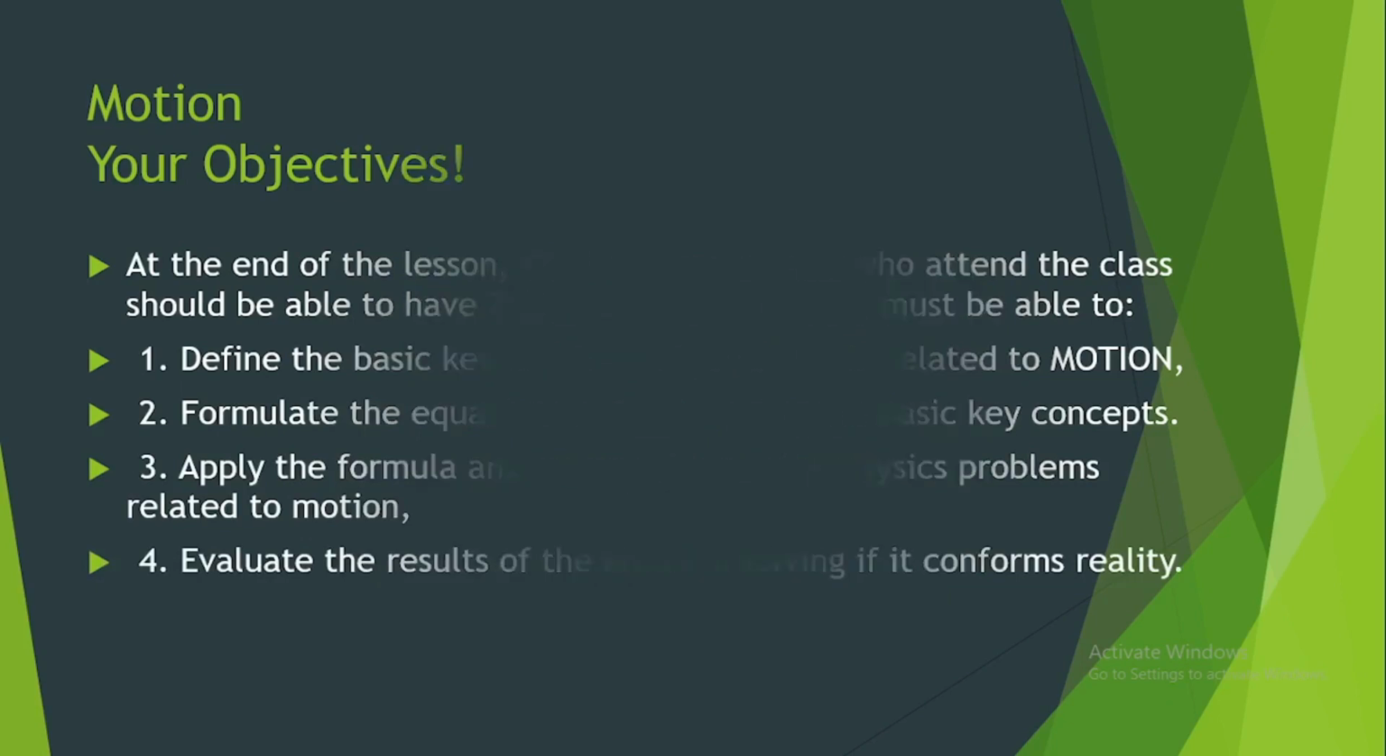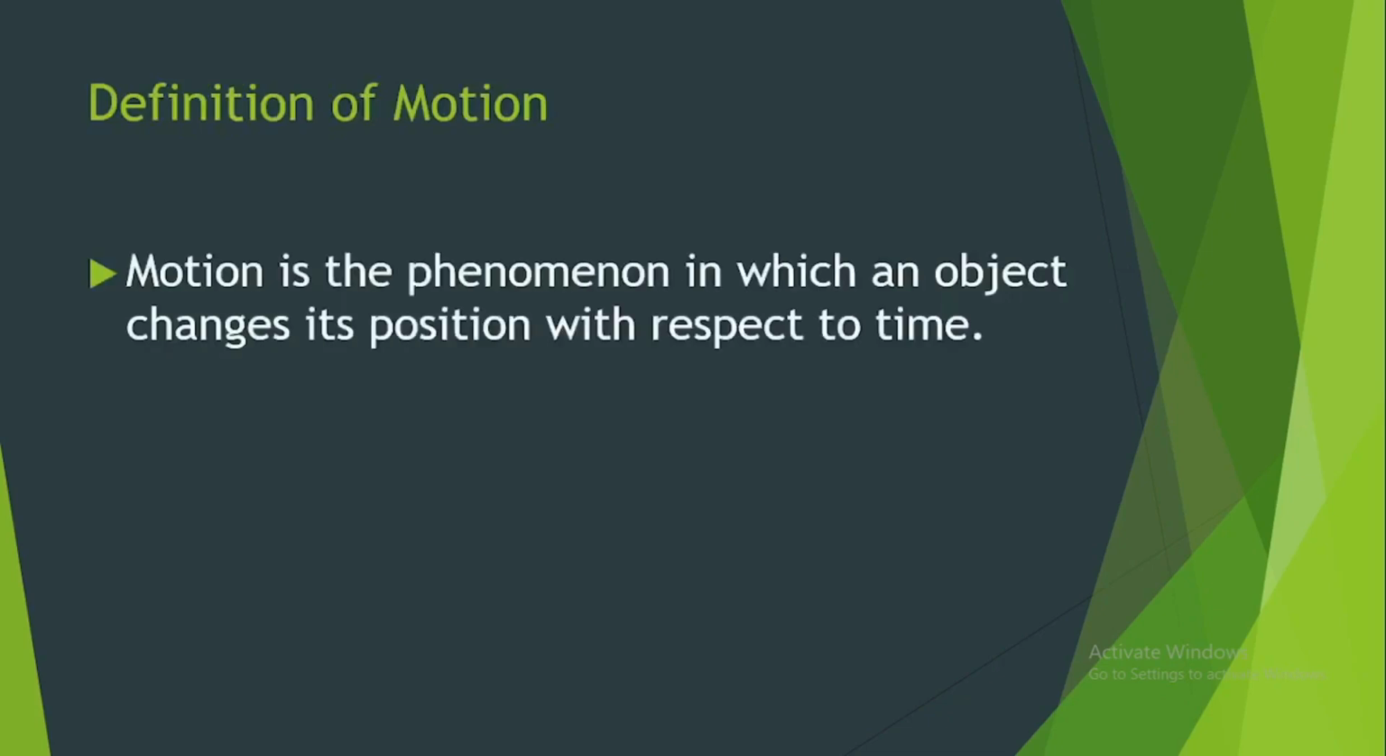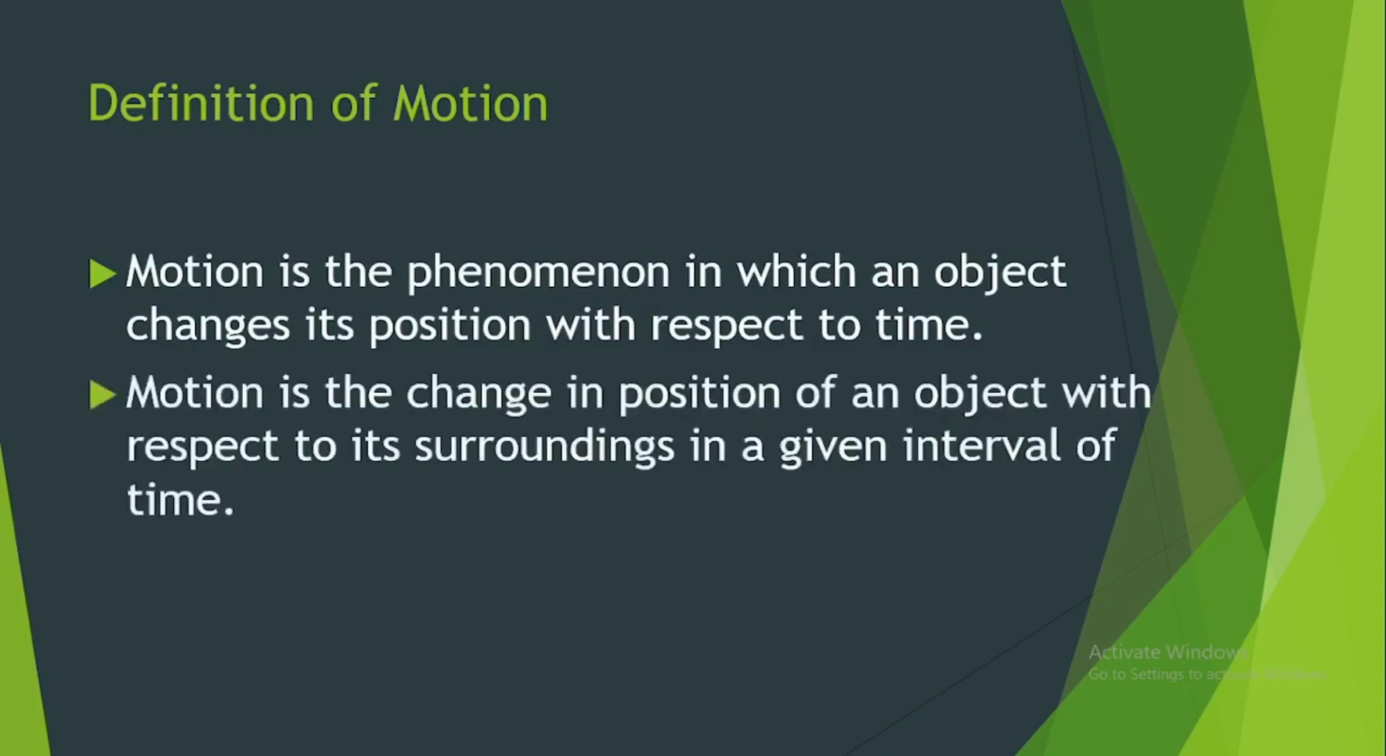Let us define motion. One definition is, motion is the phenomenon in which an object changes its position with respect to time. Motion is also defined as the change in position of an object with respect to its surroundings in a given interval of time. There are general types of motion.